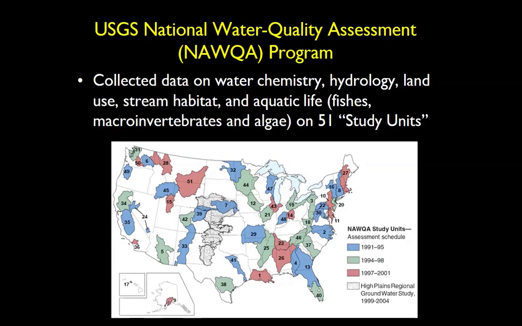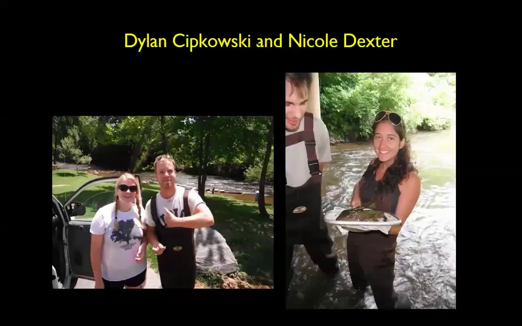So water chemistry, hydrology, land use, a bunch of stuff. And they did this in 51 what they called study units. And so we're in study unit 46 over here, which is essentially the Tennessee watershed. And then they sampled these in different decades. So the gray ones, the ones where we're situated, were sampled in the mid-90s. This is a massive undertaking, nationwide, lots of people working, pretty massive scale, 51 of these study units.